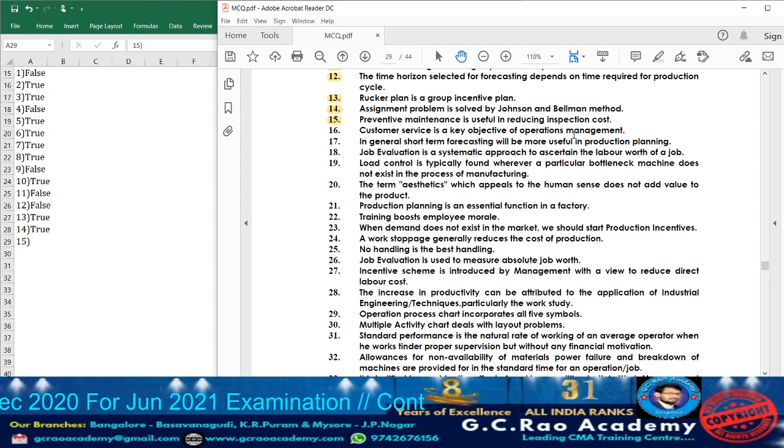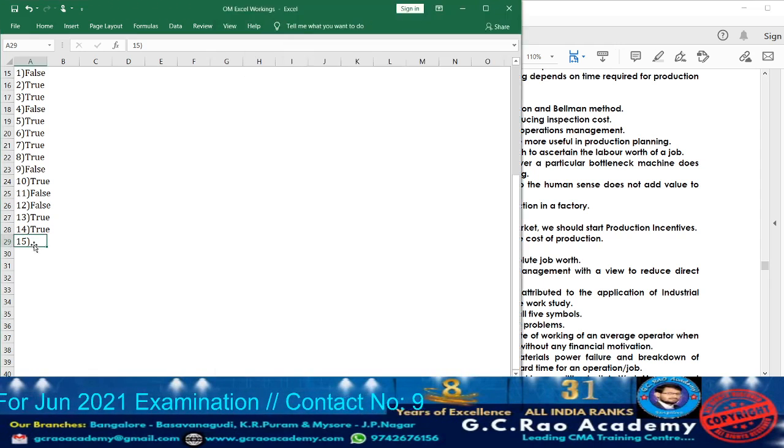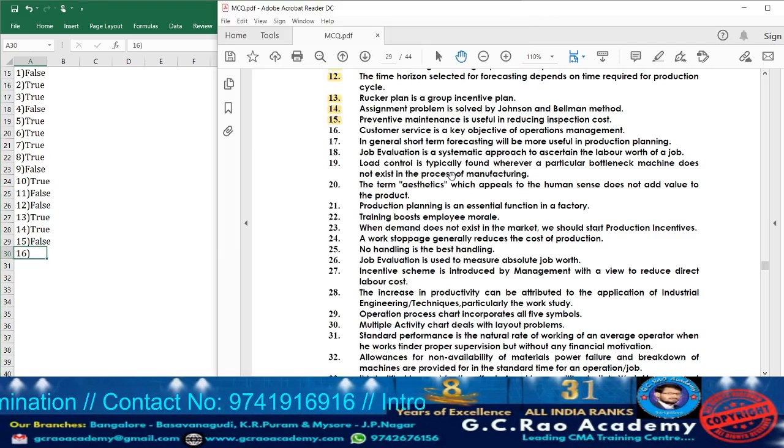Now tell me whether the statement is true. No. Again, the statement is false. So statement 15, consider false. Now moving on to statement 16.